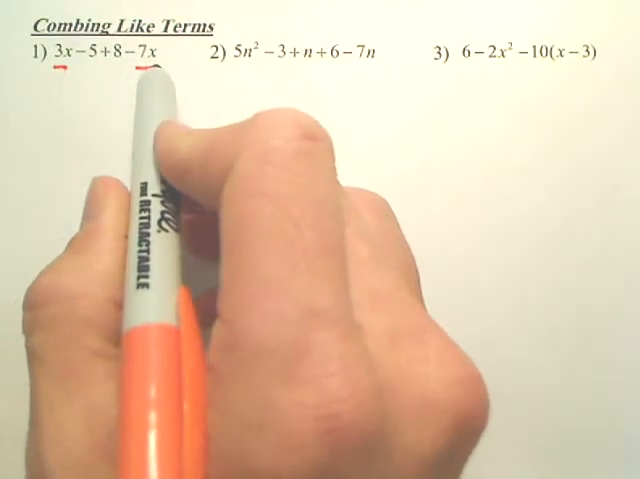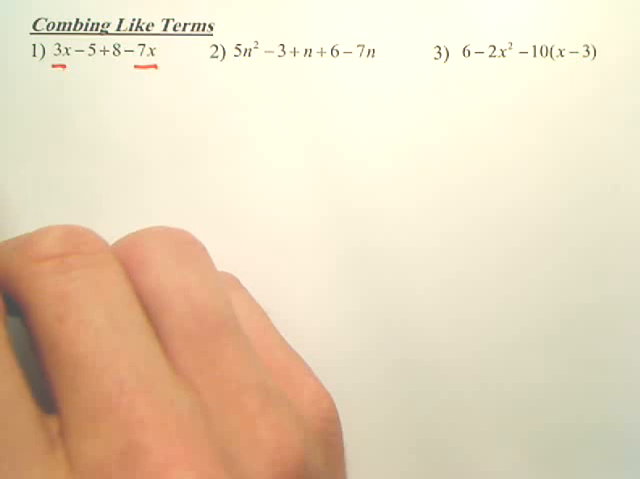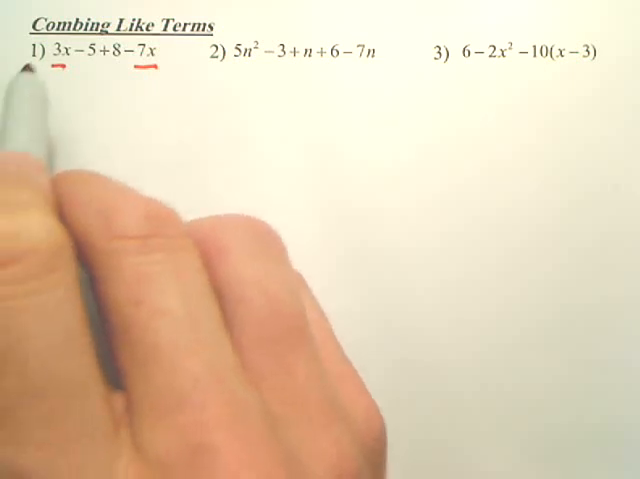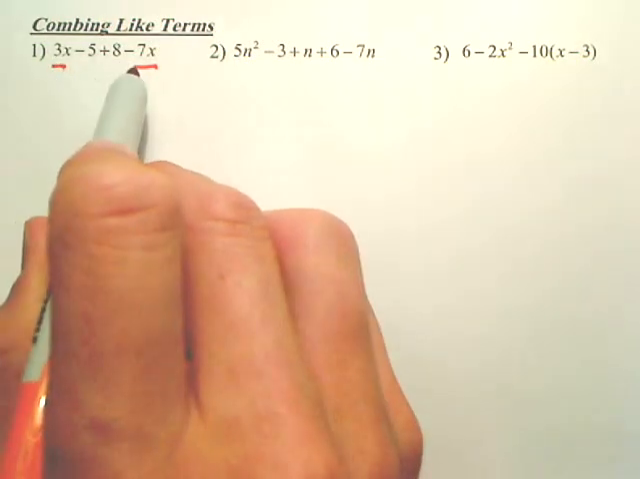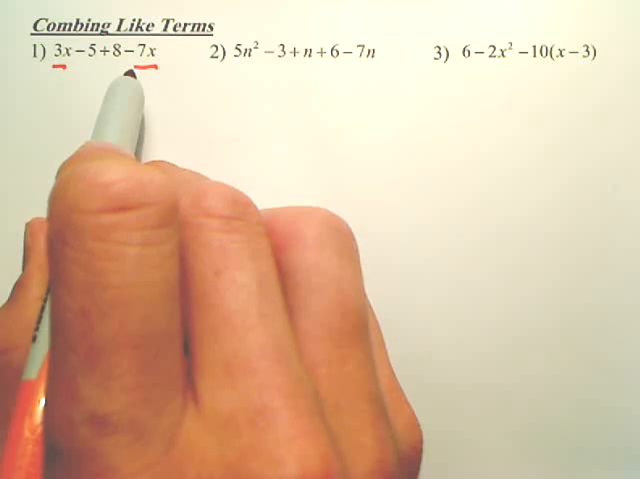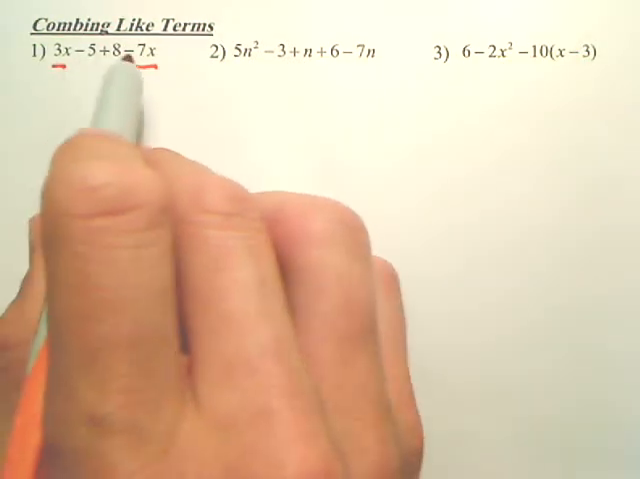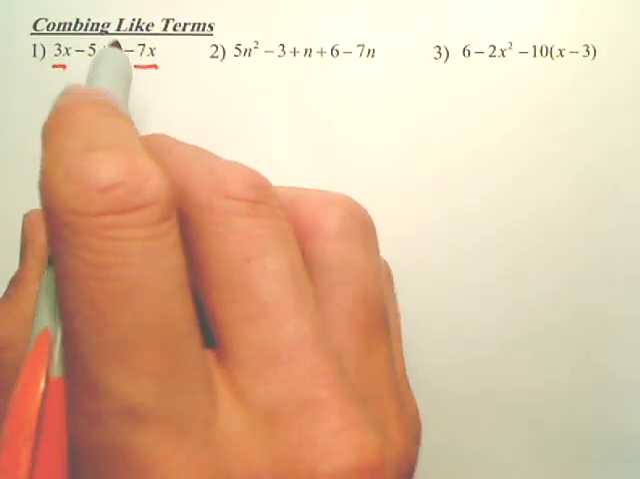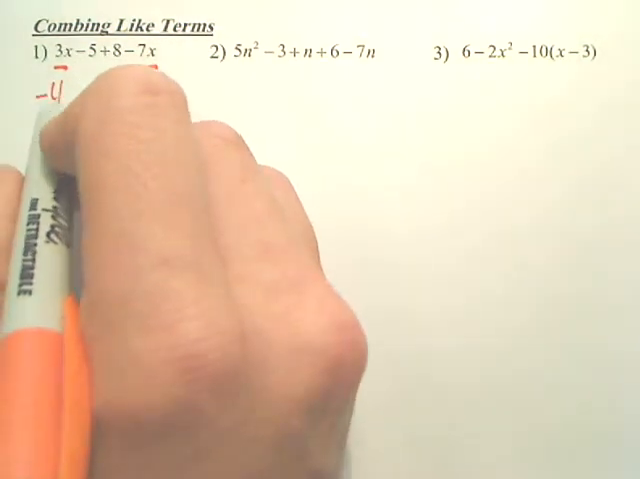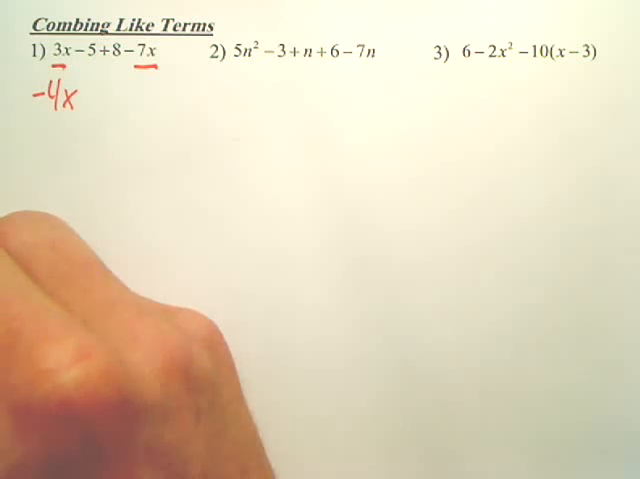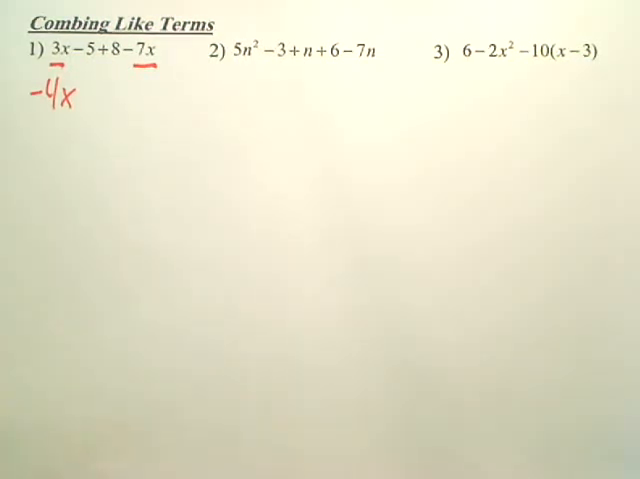You have that. You have that. Those are both X's. That is a 3X. That is a negative 7X. What do you get when you have 3 and negative 7? Negative 4x. So that would be negative 4 X's. Combining these similar pieces.